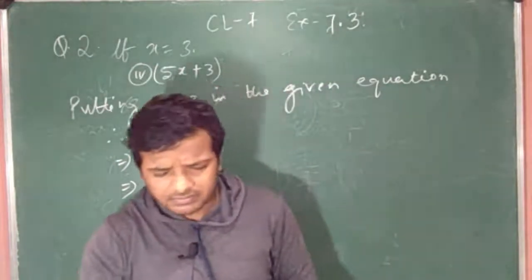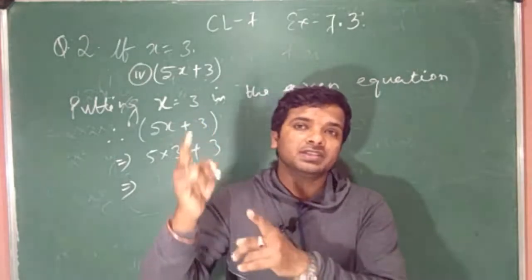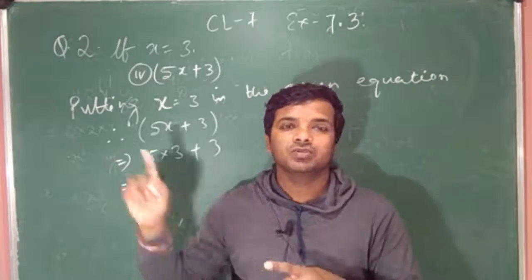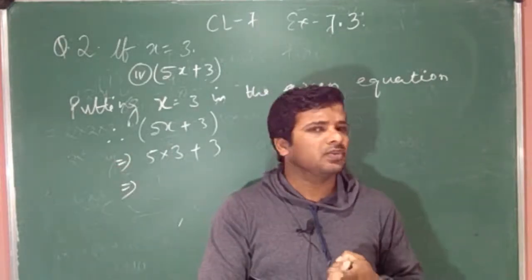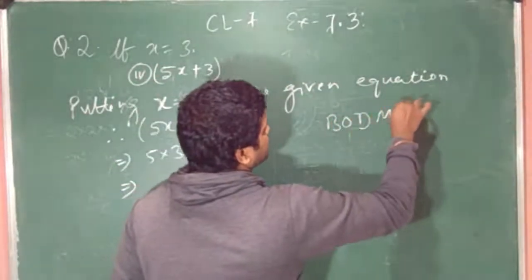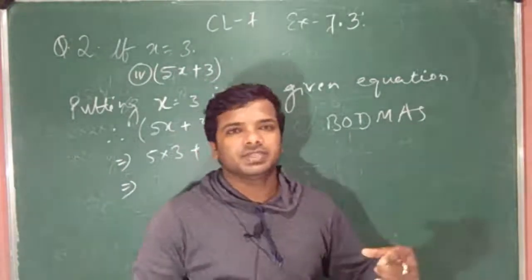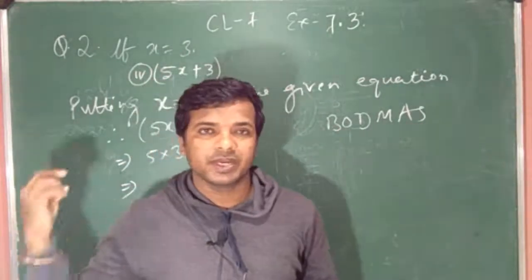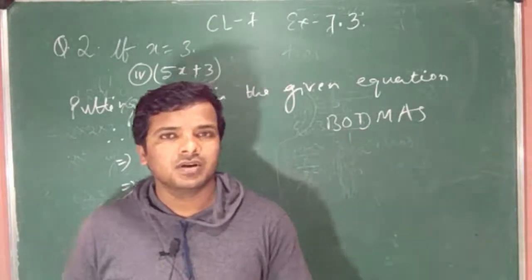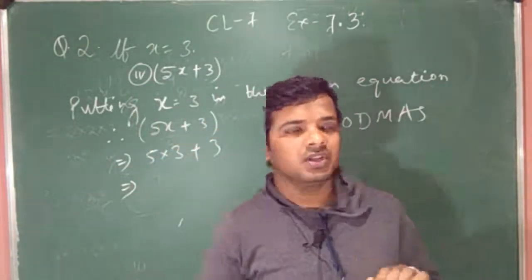Brackets, of, division, multiplication, addition and subtraction, right? First we need to remove the bracket if there is a bracket. So brackets are removed. Now of and division. Second, we need to do the work for the division, but since we don't have any division here, leave it.